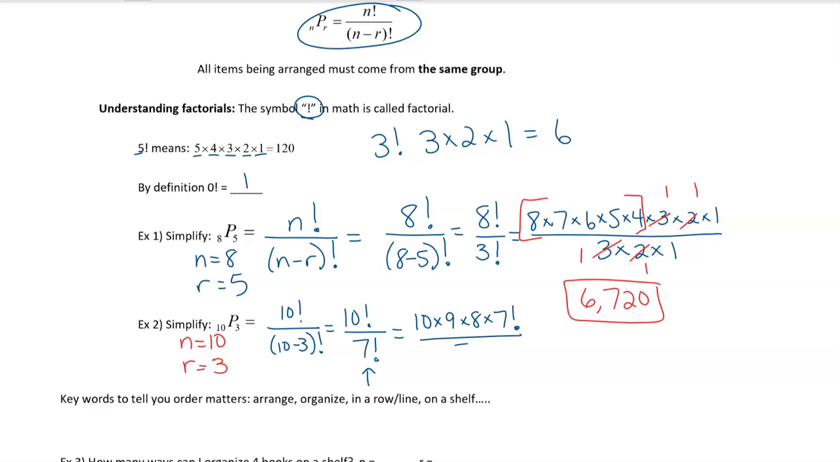And when I also have a 7 factorial on the bottom, since those two factorials are identical, they cancel each other out. You can only cancel if the factorials like that are identical. You couldn't do it with, say, an 8 factorial and a 4 factorial. You'd have to do some different things, and we'll just practice and we'll see what happens with those. But we end up here with just 10 times 9 times 8, which is 720.